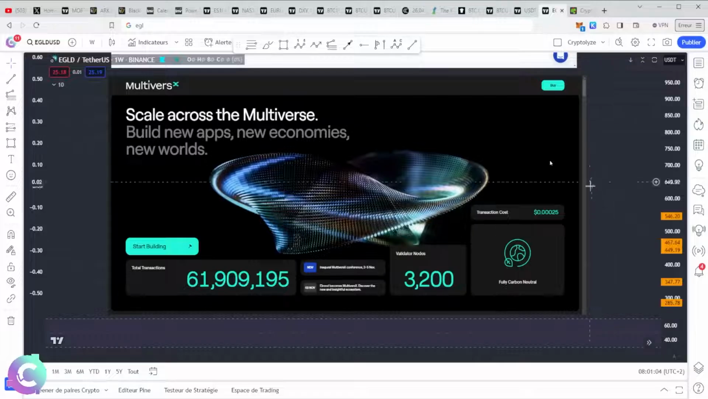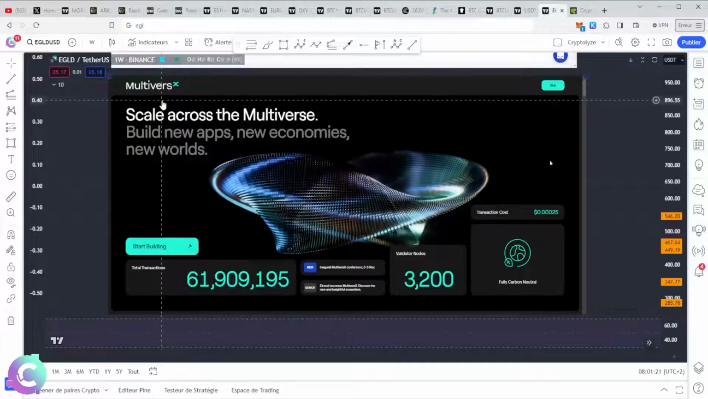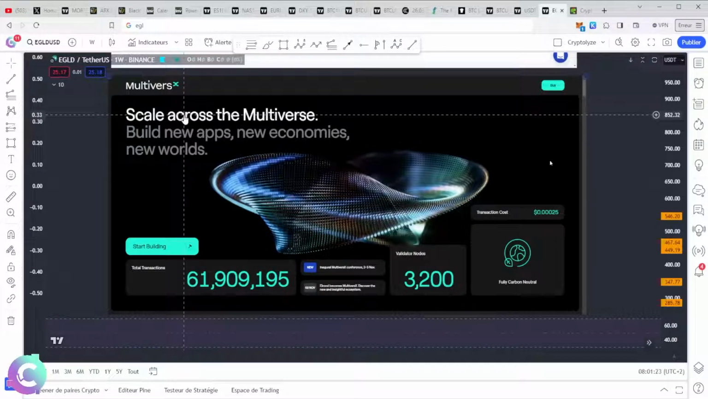So next to Multiverse X, it's a blockchain which is relatively decentralized. For a new blockchain with 3,200 nodes, it's still relatively little when we necessarily compare to Ethereum or to Bitcoin. So on this, we take a step back. We remember that it is a blockchain which is very, very recent. The strength of Multiverse X is also the possibility of having a lot of transactions.